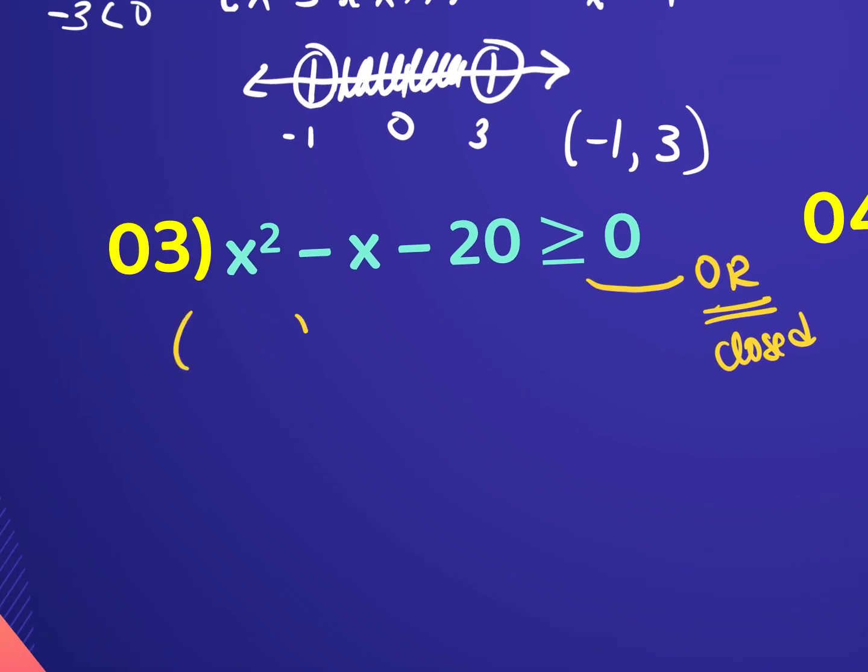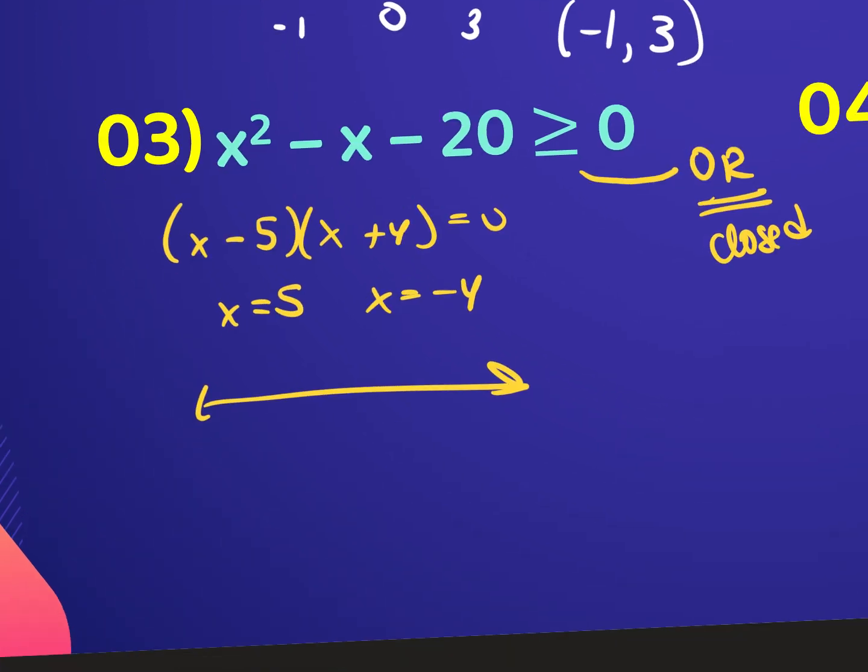Let's factor. What times what gives me a negative 20 when I multiply, but a negative 1 when I add? Negative 5, positive 4. I agree. So what are my two x values? 5 and negative 4. Good. So let's put on our number line. Where's negative 4? On the left-hand side, right? 5's on the right. Here's 0.